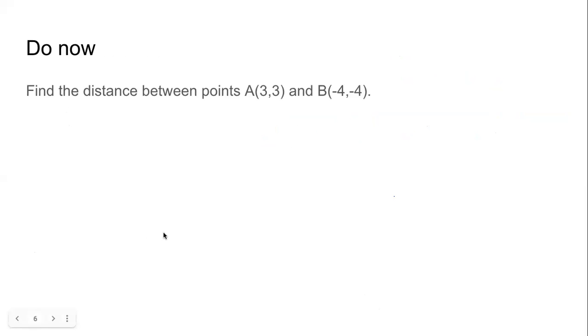Before moving forward, just to warm up and refresh what we have learned so far, quickly find the distance between these points. The points are A (3, 3) and B (-4, -4). Solve it completely in your notebook and then share the answer in the chat box. Do it now.